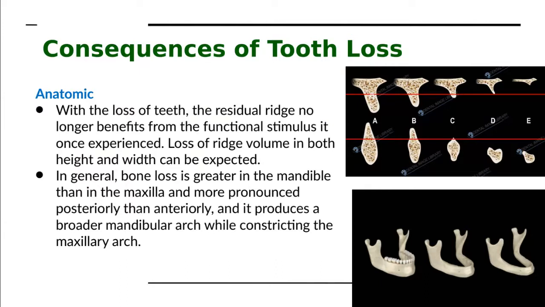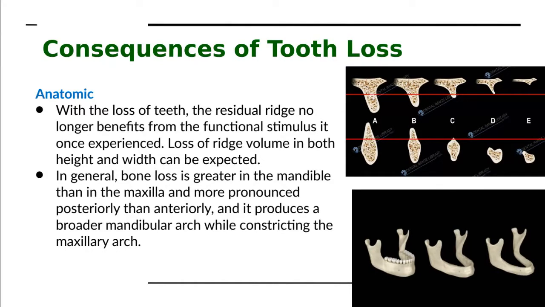Now, what are the consequences of tooth loss? What happens when there is tooth loss? Okay. So with the loss of teeth, the residual ridge no longer benefits from functional stimulus it once experienced. So loss of ridge volume in both height and width can be expected. And in general, bone loss is greater in the mandible than in the maxilla and more pronounced posteriorly than anteriorly. And it produces a broader mandibular arch while constricting a maxillary arch.